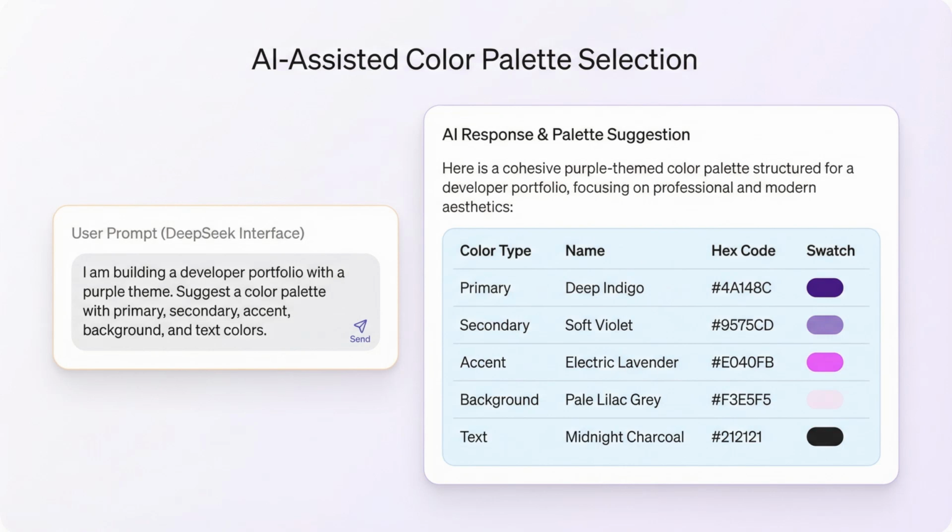The instructor's workflow for choosing colors involves using AI tools for suggestions rather than guessing. For design work, color palettes, layout ideas, CSS styling, DeepSeek is the recommended tool. You simply describe your theme, for example, Purple Developer Portfolio, and ask it to suggest primary, secondary, accent, background, and text colors. It gives you a complete, harmonious palette instantly.